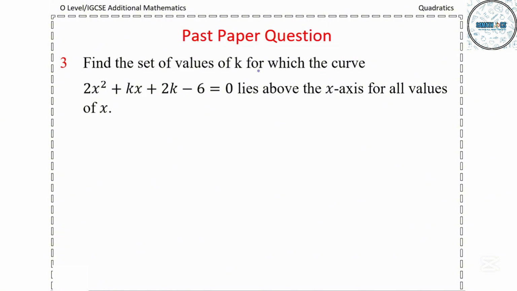Let's do a past paper question. Find the set of values of k for which the curve 2x squared plus kx plus 2k minus 6 is equal to 0 lies above the x-axis for all values of x. We have to find the set of values of k for which the curve lies above the x-axis.